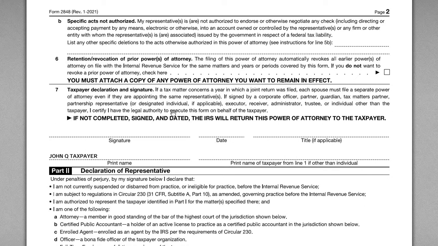But in limited cases where you have a POA on file and you do not want to revoke that existing one, you want it to remain in effect, then you would check this box and then attach the power of attorney that you want to remain in effect. So most commonly where I see this happen is when you have a POA on file for a taxpayer with their CPA, so their accounting firm, and then they have a tax attorney, so they have a law firm that's representing them with a different matter.